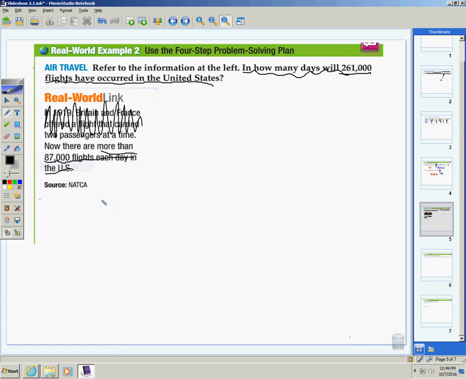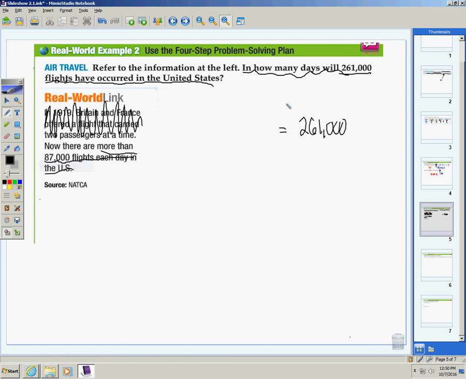So now I need to think of how to set up an equation. I know there's going to be an equal sign, and I want to know when will the flights equal 261,000. Sometimes what I do is I write things out in words, and then I try to write them out using numbers and variables. So I want to know when will the flights be 261,000.